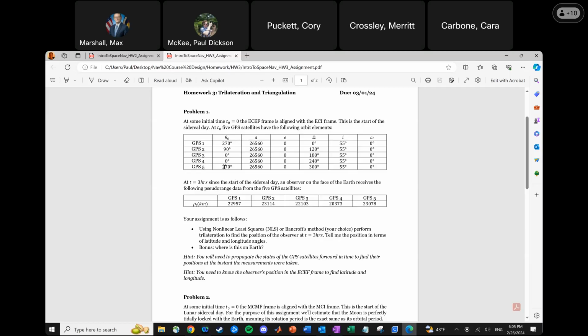Otherwise, this would be way too easy, because essentially we're just taking 5 pseudo-range measurements using nonlinear least squares or Bancroft, and ultimately finding the location of the observer. So hopefully this doesn't pose too much of a challenge. Certainly, if you get stuck on it, I'll be able to answer questions in office hours or after class on Thursday. I'm going to try to pay closer attention to my email this week.